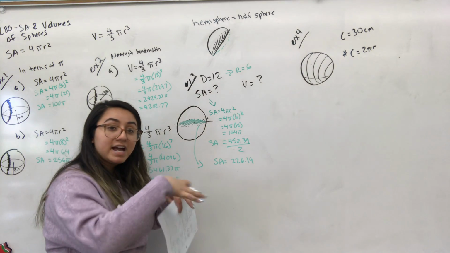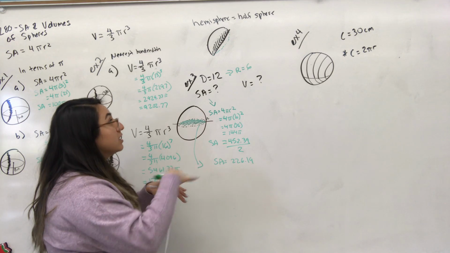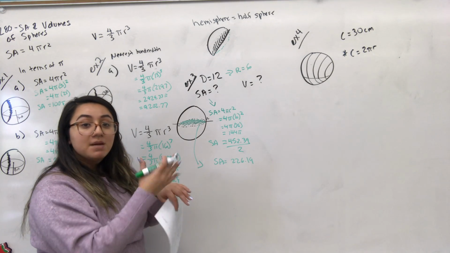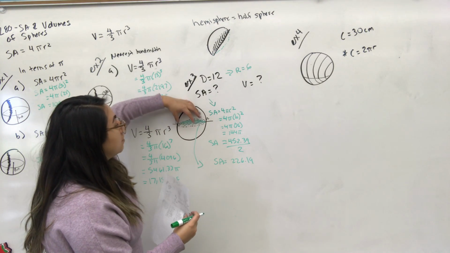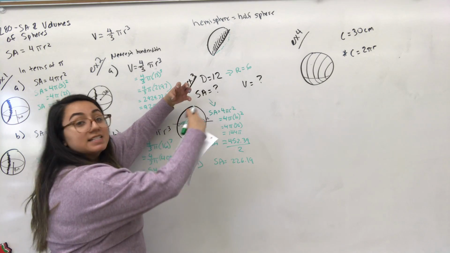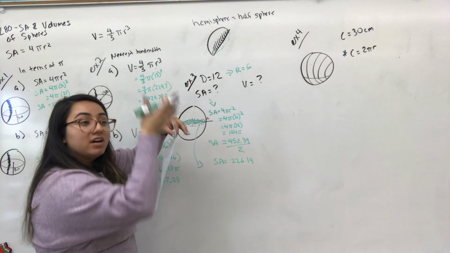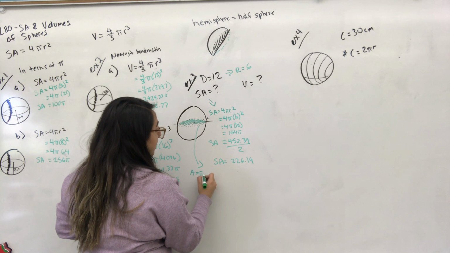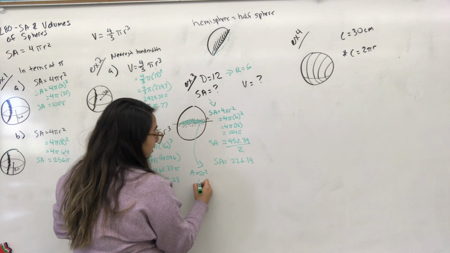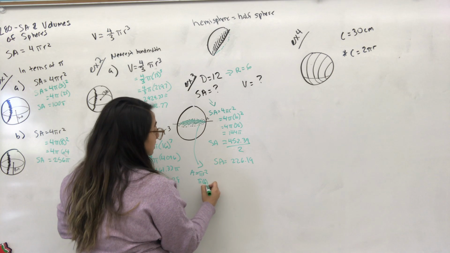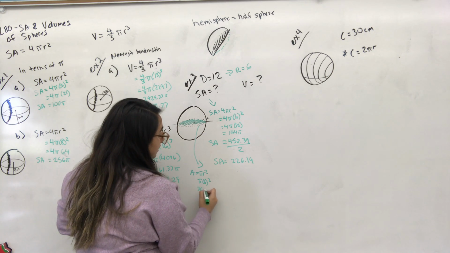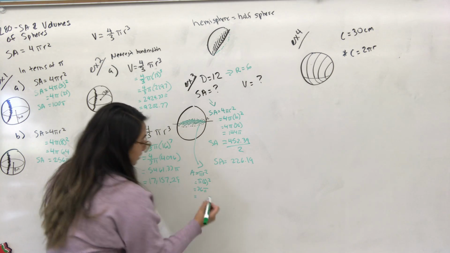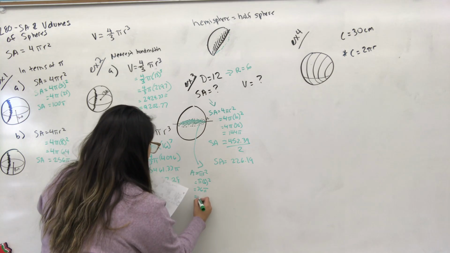So for the surface area, we found the outside of the hemisphere, the top part. But now we have to find that inner circle part. When you bring it up, it's that exact circle there. We have to find the area of just that flat one. The area of a circle is pi r squared. Here the radius is 6, so it's 36 pi, which simplifies to 113.1.